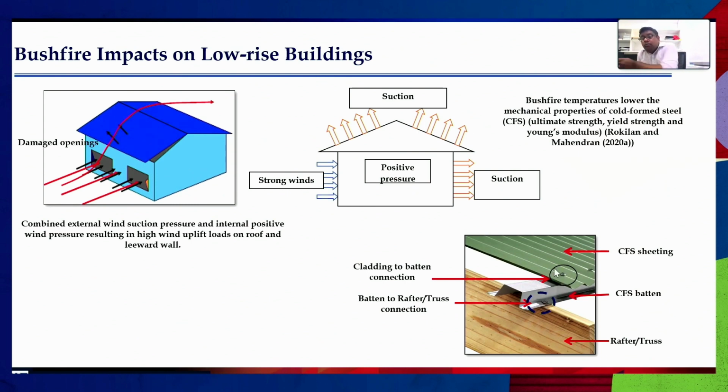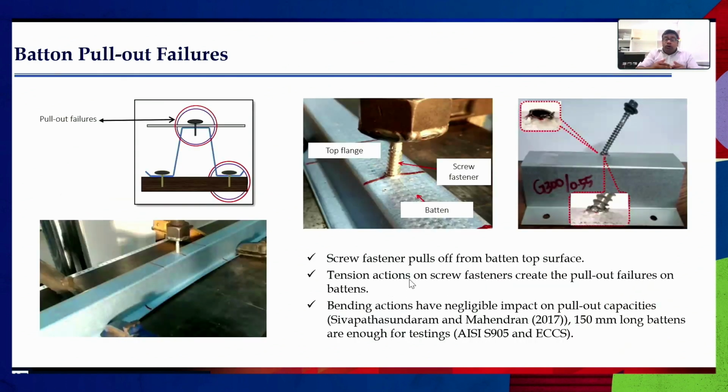This will easily pull out. So we have seen some post-fire failures of sheds and other places where the batten sheeting has pulled out from the screw. So what we did was obtain the ambient, room temperature capacity for these battens. We did some small scale testing to see what the capacity is at room temperature.